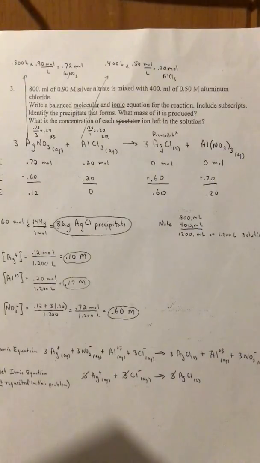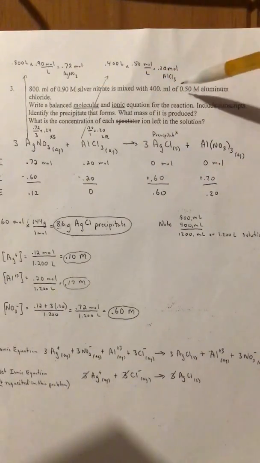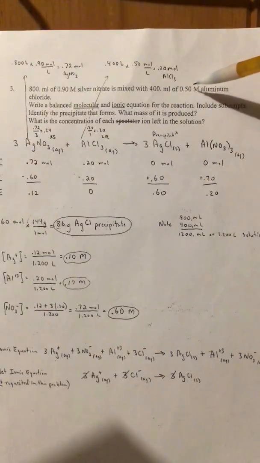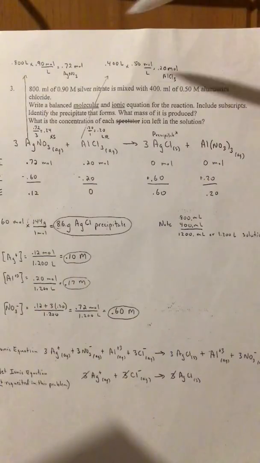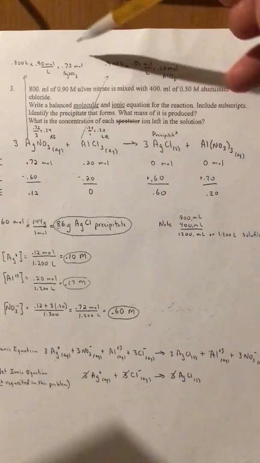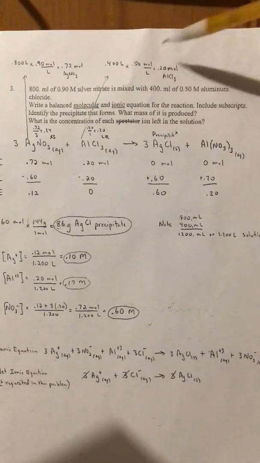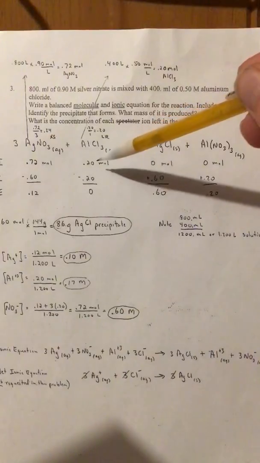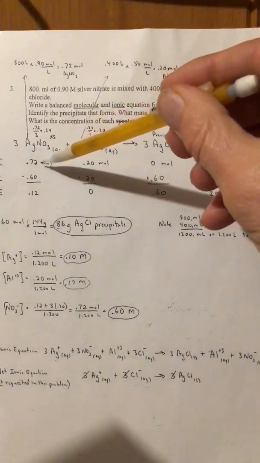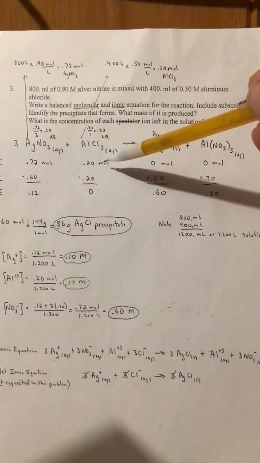I balance that equation. Next thing I'm going to do is I know liters and molarity of the silver nitrate, I know liters and molarity of aluminum chloride. Because I know both reactants, right away I'm thinking it's an excess limiting reactant problem. Liters times molarity gives me moles of AgNO3. Liters times molarity gives me moles of AlCl3. So I got 0.72 moles of silver nitrate, 0.20 moles of aluminum chloride.